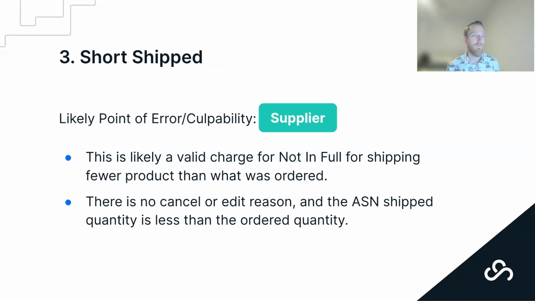But for this, you've sort of exhausted all options. There's no reason code that was picked. The shipping data doesn't support an invalid charge. It's just simply we short shipped. So that's kind of a valid in full charge. And at the least, identifying the POs and items where you're seeing this kind of trend is helpful to understand the big picture of what is driving these in full charges.